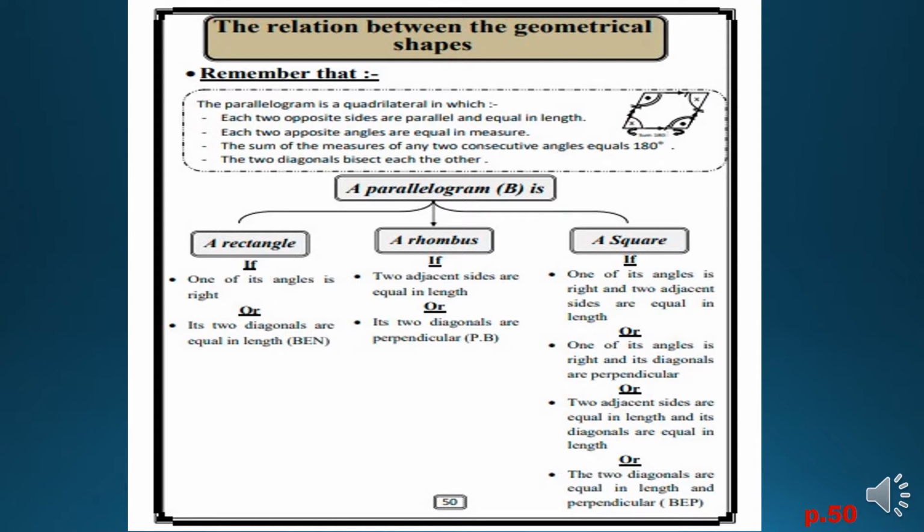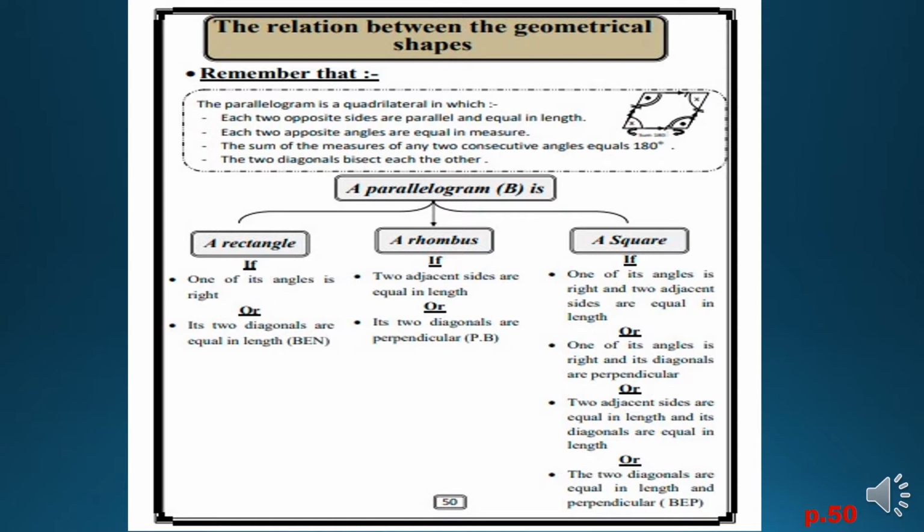The parallelogram is a rectangle if one of its angles is right or its diagonals are equal in length. The diagonals of the rectangle bisect each other and are equal, but they are not perpendicular.